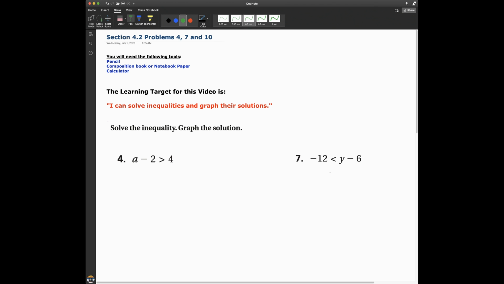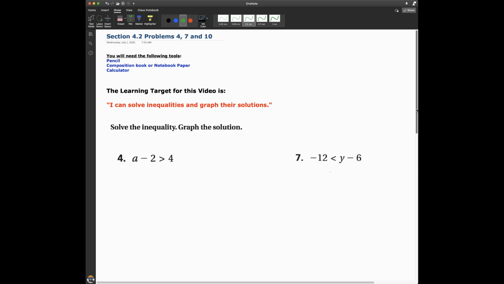You will need your pencil, composition book, or notebook paper to take notes, and you might need a calculator. You might not. The learning target for this video is I can solve inequalities and graph their solutions. So we have to do a little bit more work when we try to find all the solutions to an inequality than we did when we were solving equations and just looking for one answer. All right, so let's get started.